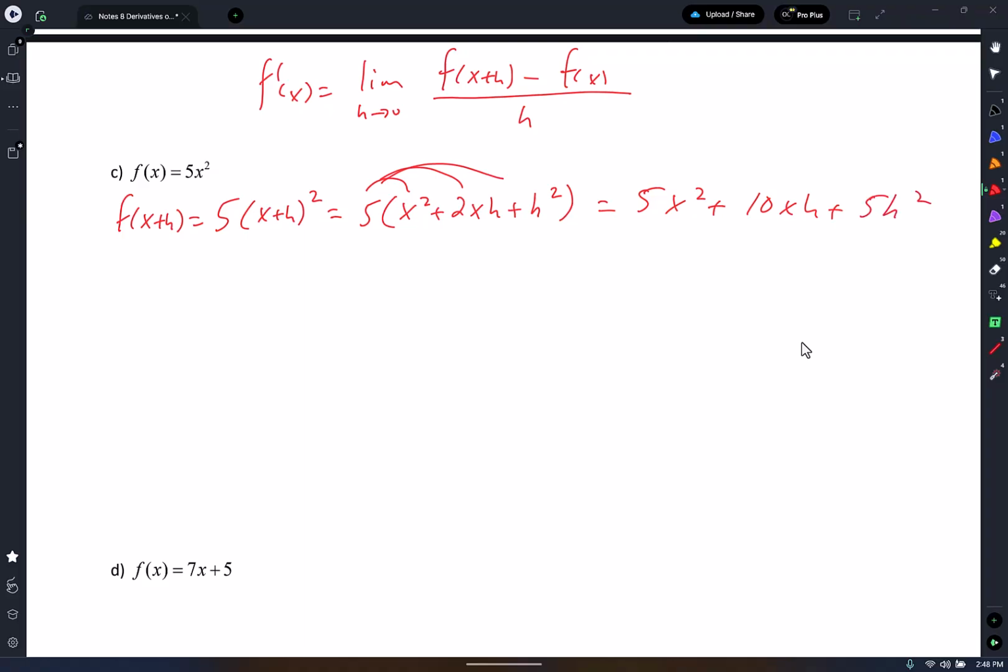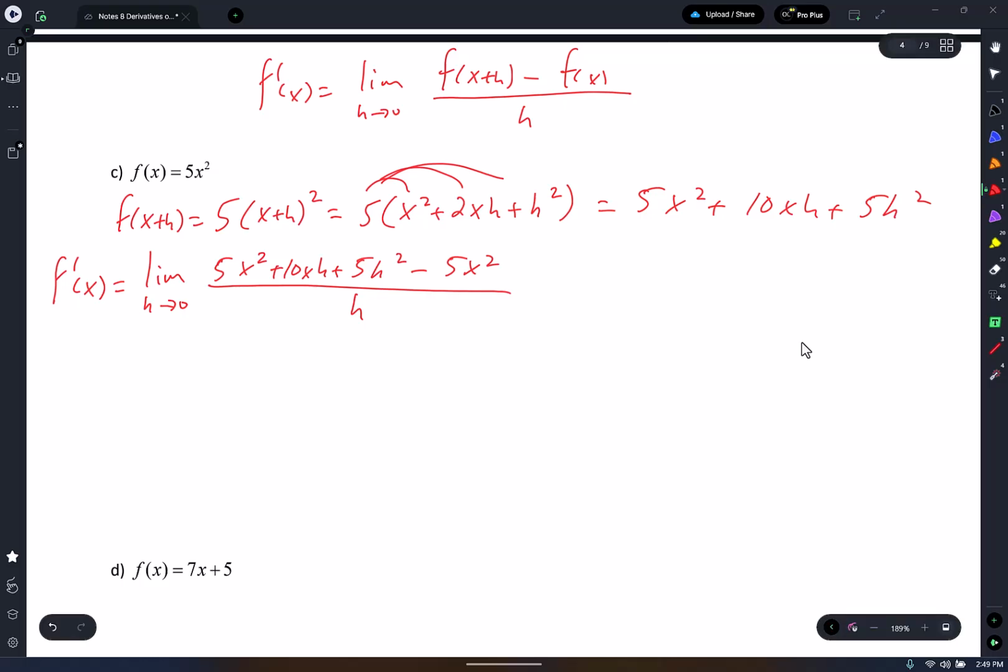We're ready? I'm going to write f prime of x equals limit as h approaches 0 of 5x squared plus 10xh plus 5h squared, that's your f of x plus h, minus 5x squared, that's your f of x, all over h. We're still okay? What's going to zero out first?